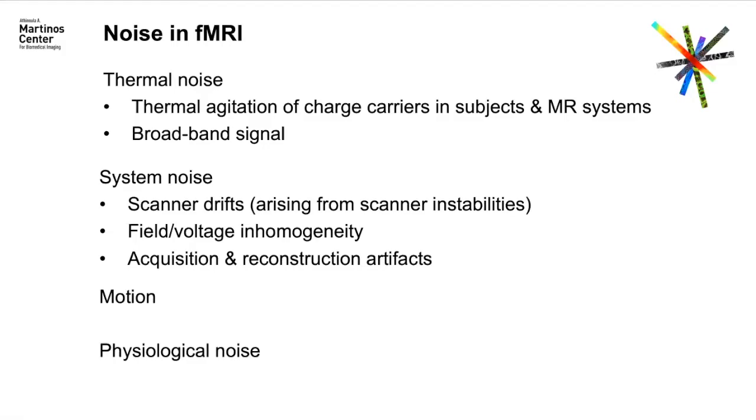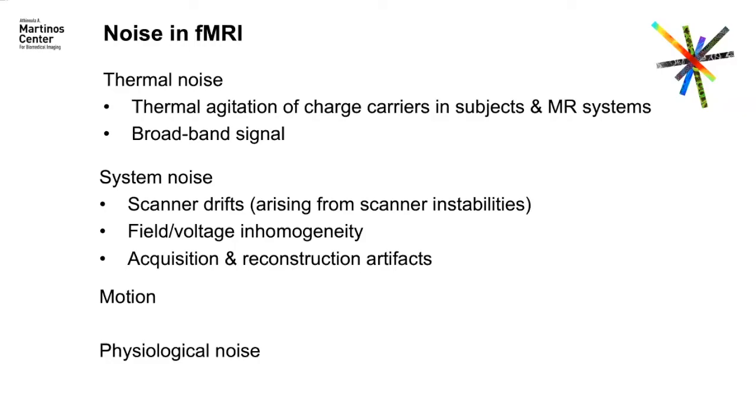Here are some sources of noise in the fMRI signal. First, there is thermal noise. That is because of thermal agitation of charge carriers in subjects and MR systems. This type of noise doesn't focus on certain frequency bands, but it's more like a broadband signal.